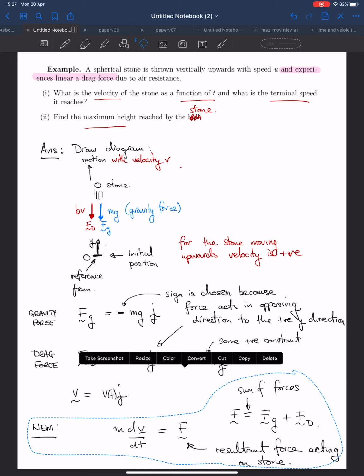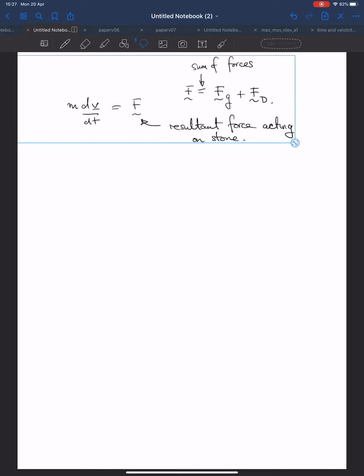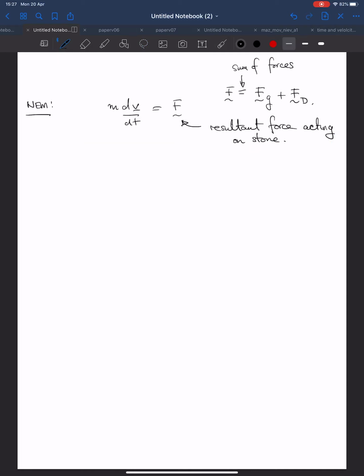And what we'll do is we'll now start to substitute everything in that we know and then write down the final equation. So now here, F, capital F, our resultant force, is going to be minus mg j plus minus b v of t, v is a function of time, times j. And then when you put all this together, what you have is minus mg plus bv, all multiplied by j.